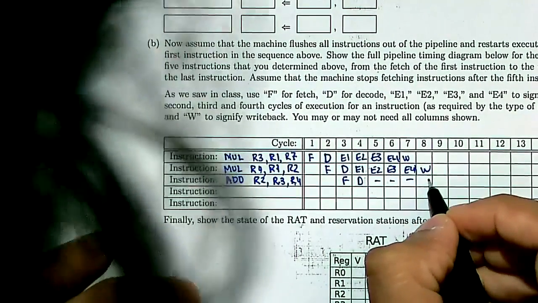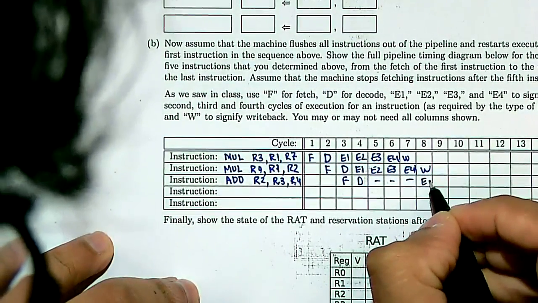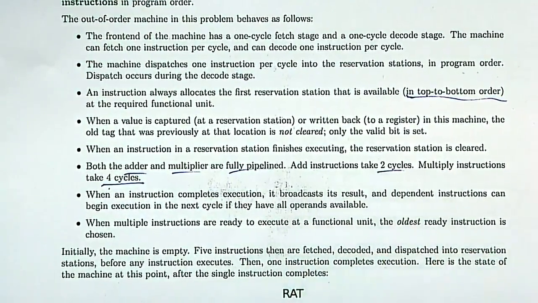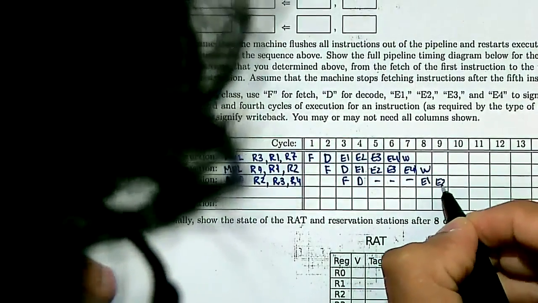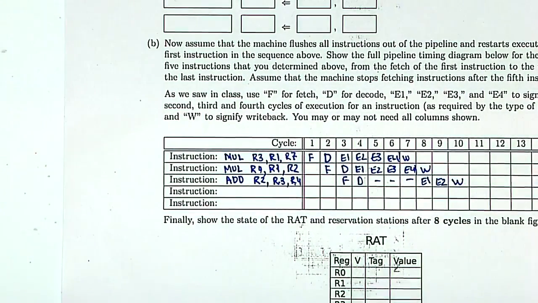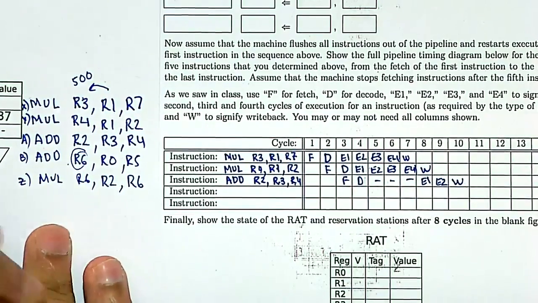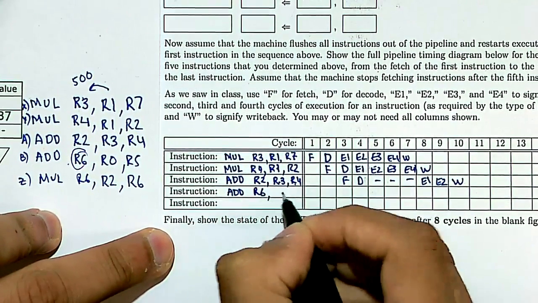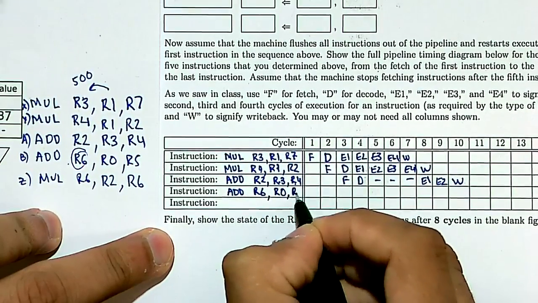Add instructions take 2 cycles. So there's E1, E2, and then we have a write back. So that's the first 3 instructions. Then we have an add to R6, which consumes R0 and R5.